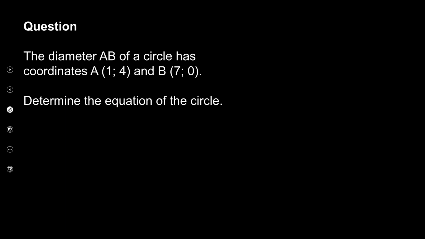The diameter AB of a circle has coordinates A(1, 4) and B(7, 0). This is a diameter, right? So for us to find the center of the circle, we must find the midpoint of AB.